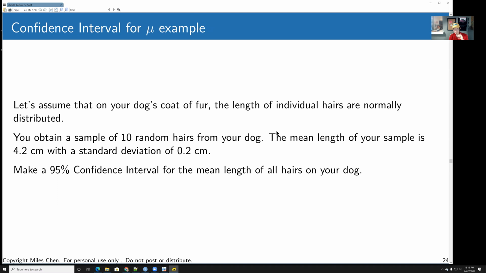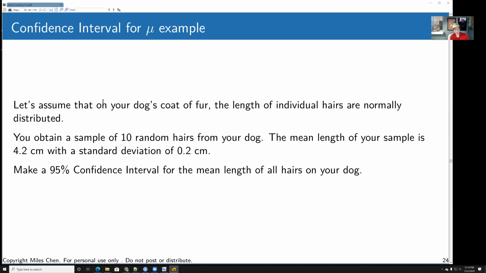I think I'm gonna just kind of blitz through this, right? So let's assume, I was petting my dog the other day and all of this hair came off. And it's just a normal thing, right? So let's assume that, on your dog's coat of fur, the length of individual hairs are normally distributed.